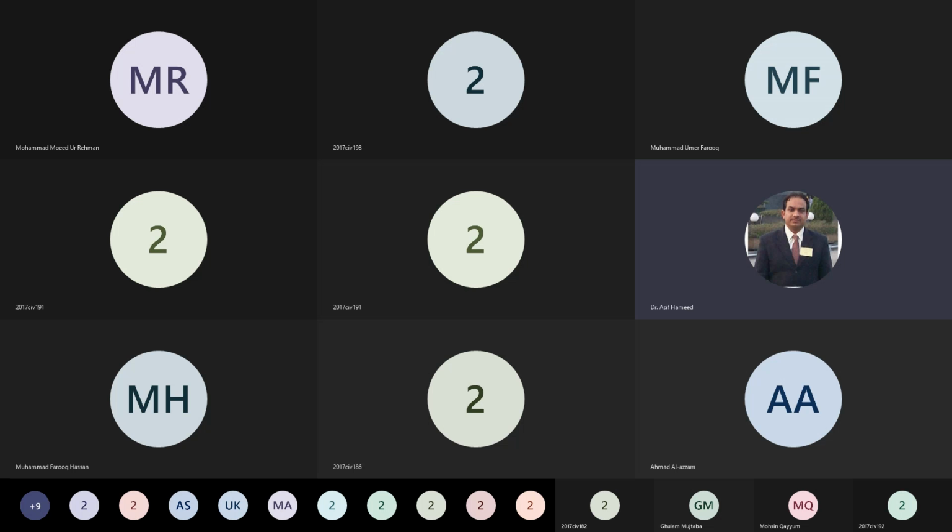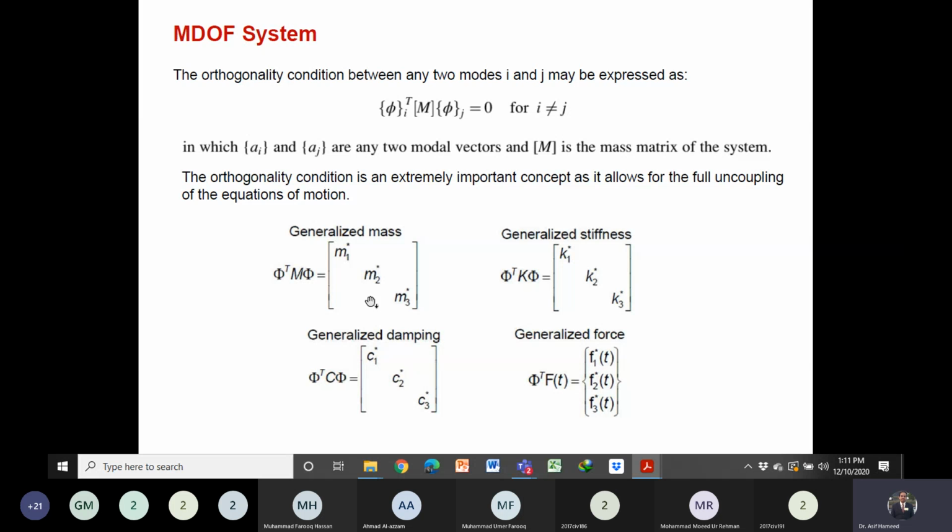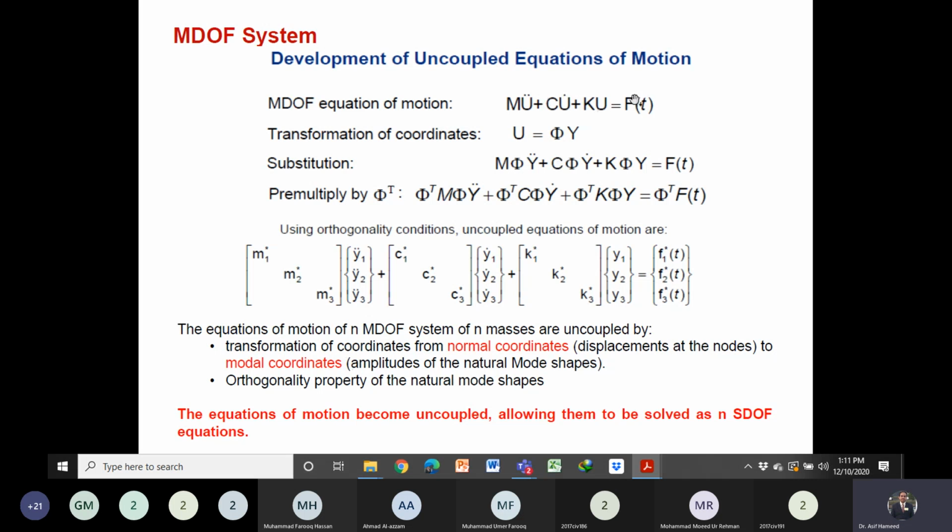So we can use the orthogonal property of the normal modes, and we can diagonalize the stiffness, mass, and the damping matrix. This is the equation of motion. We can transform the coordinates from the normal to the modal coordinates. We can multiply the complete equation with phi transpose, and phi transpose M phi will give another matrix that will be diagonal.